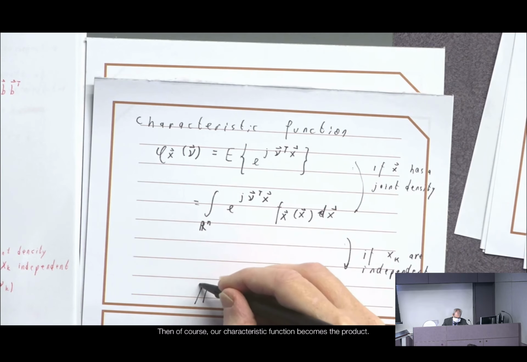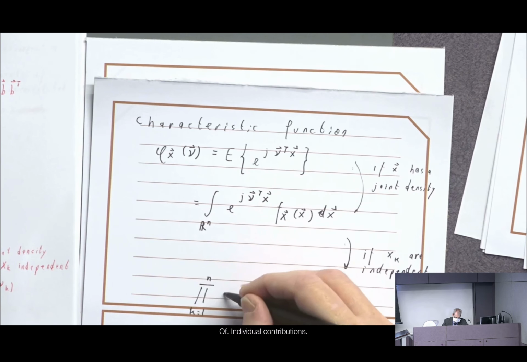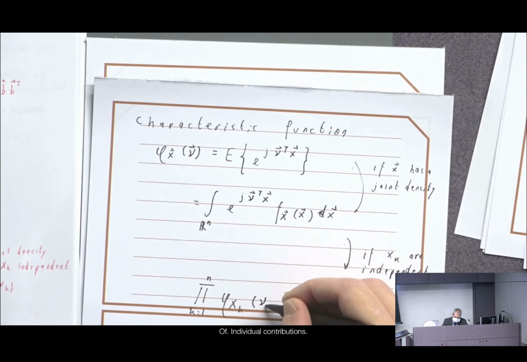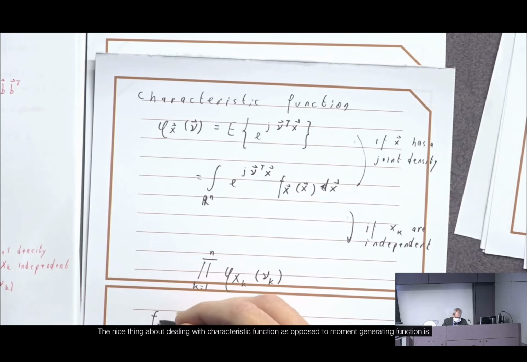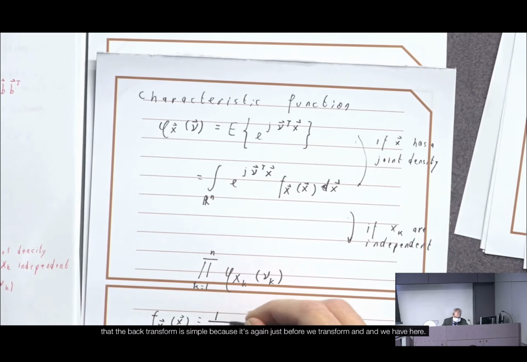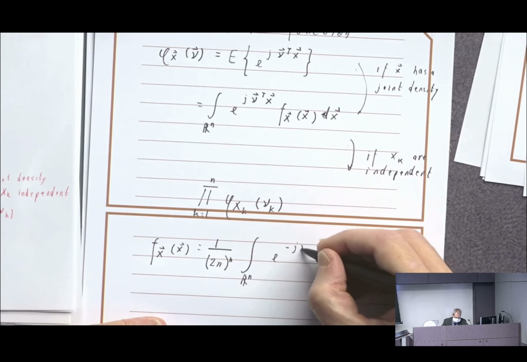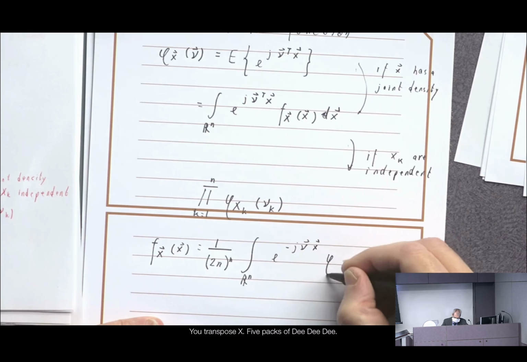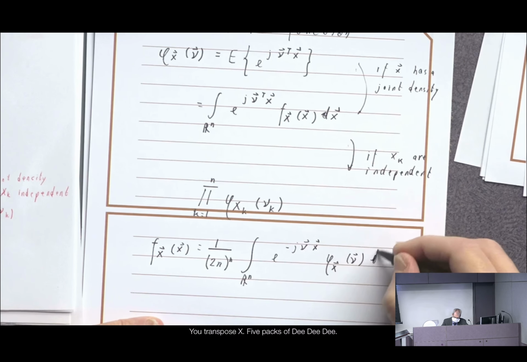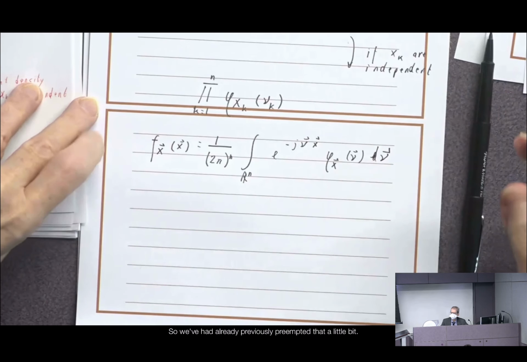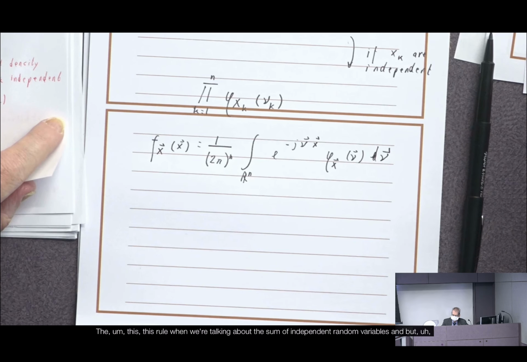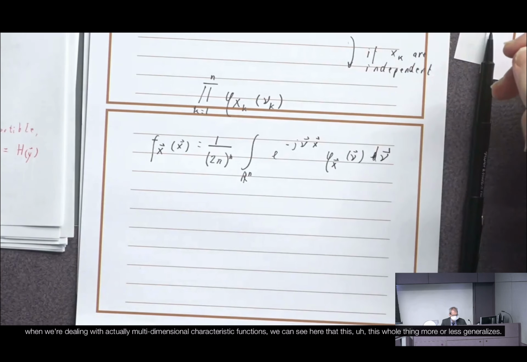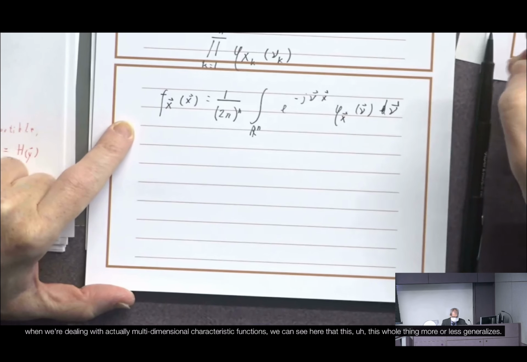then, of course, our characteristic function becomes the product of the individual contributions. And just as we had for the one-dimensional case, the nice thing about dealing with the characteristic function as opposed to the moment-generating function is that the back transform is simple because it's, again, just a Fourier transform. And we have here e to the power of minus j nu transpose x, phi x of nu, d nu. So we've already previously preempted this rule a little bit when we were talking about the sum of independent random variables. But when we're dealing with actually multidimensional characteristic functions, we can see here that this whole thing more or less generalizes.